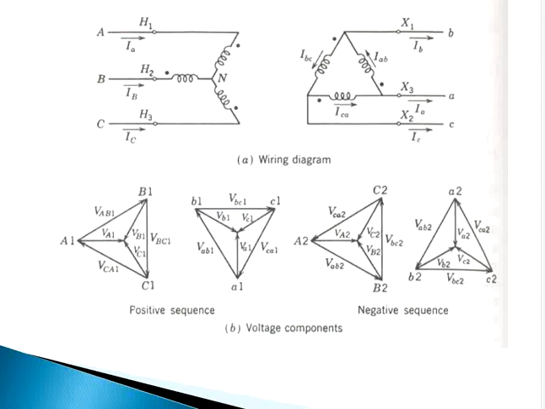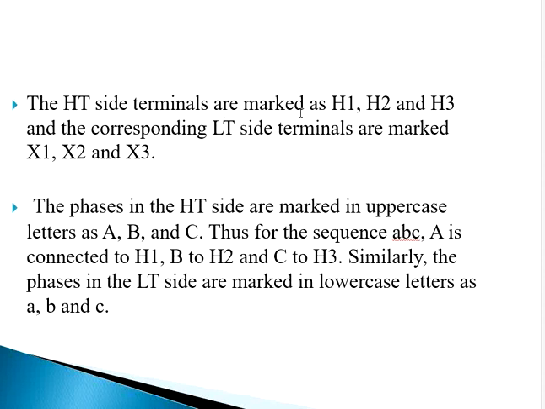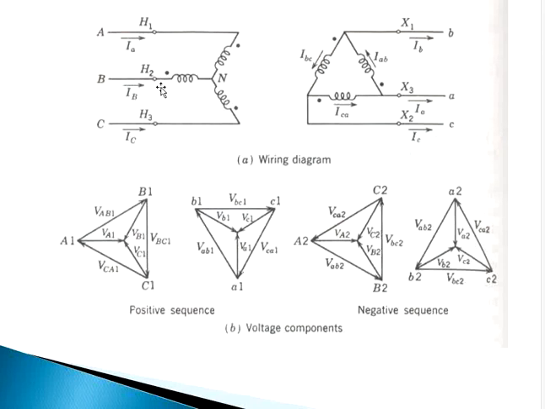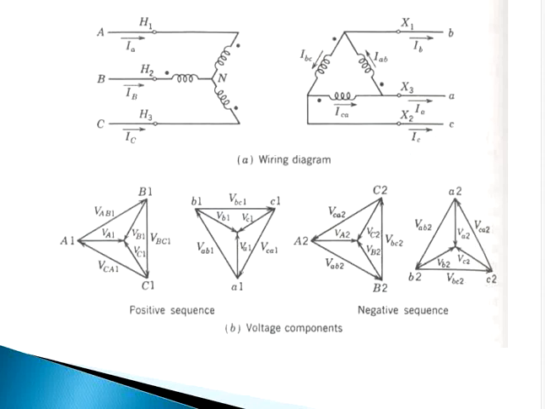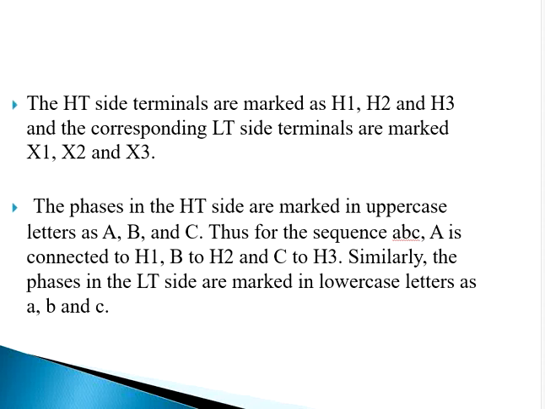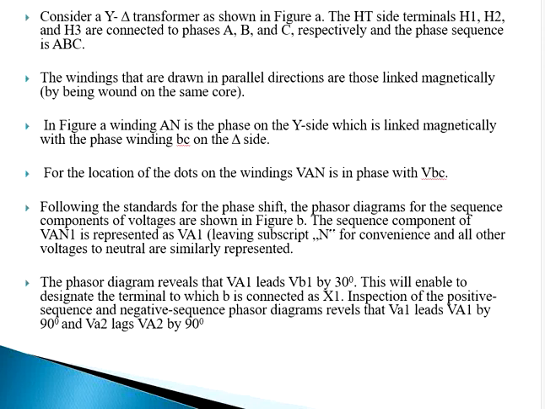Now, the same thing has been given here. See, the HT terminals are marked as H1, H2, H3, and the LT terminals are marked as X1, X2, X3. Then the phases on the HT side are marked as uppercase, which I explained: A, B, C, and the phase sequence here is A, B, C. Remember that, it will be useful. Now first consider, which I explained the same, star delta transformer windings.